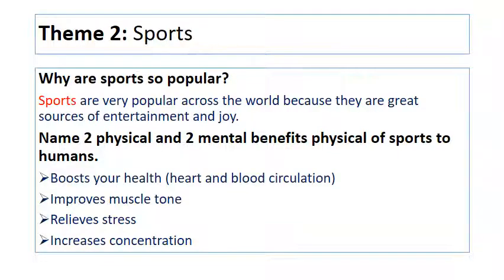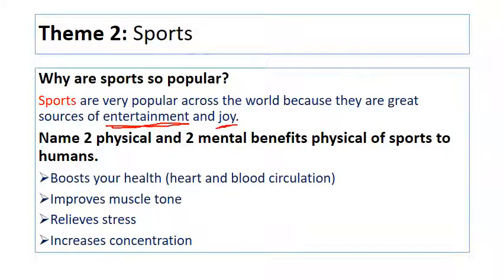The second theme is sports. Why are sports so popular? They're very popular across the world because they are great sources of entertainment, recreation, and joy. Joy is happiness.